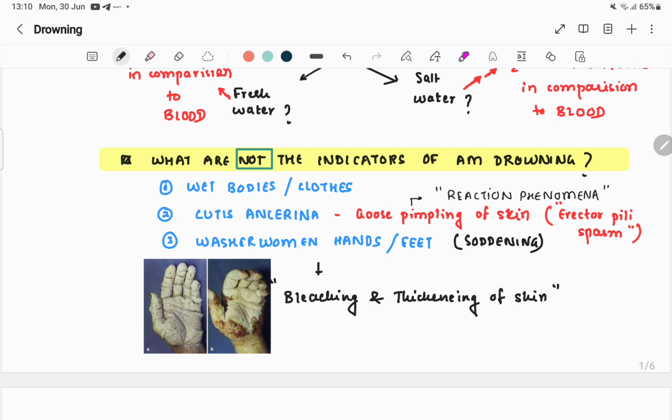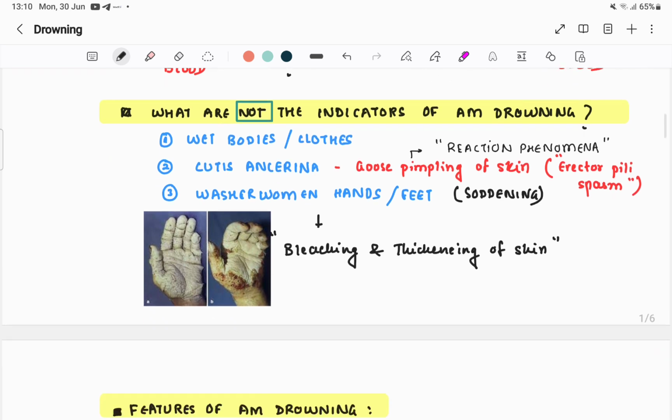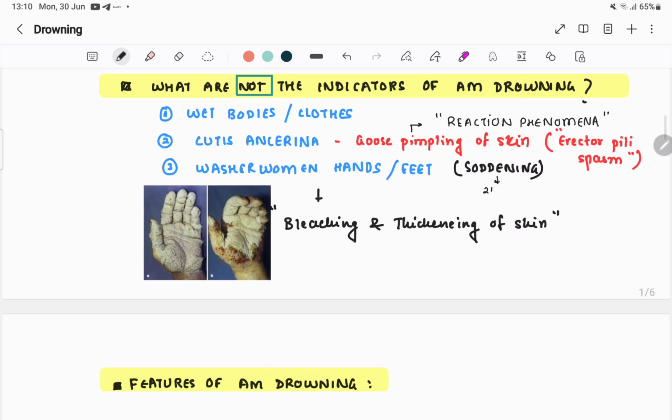And cadaveric spasm, I told you. Washerwoman hand, I told you that washerwoman hand is there. Palms and soles, sodden skin will be there, basically when it is around 24 hours. After around 48 hours, there will be degloving. The skin will wear off, due to prolonged immersion. And this is also not an indication of antemortem. All of this you saw.